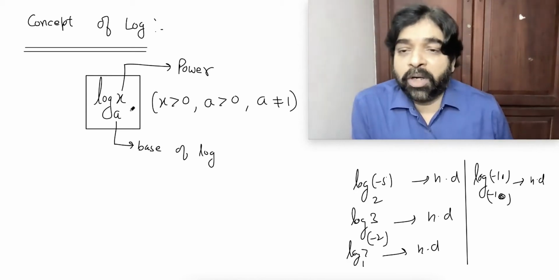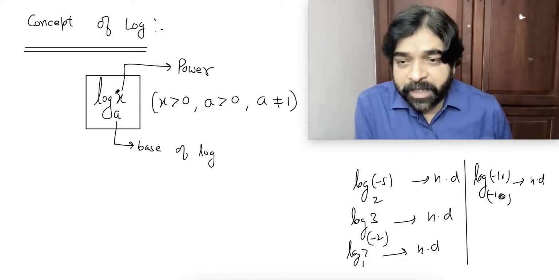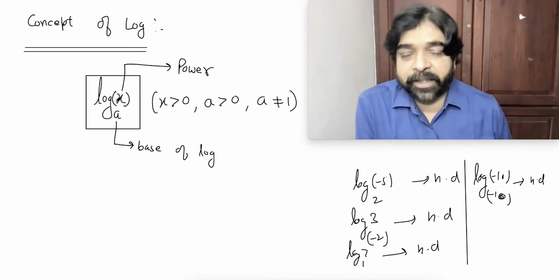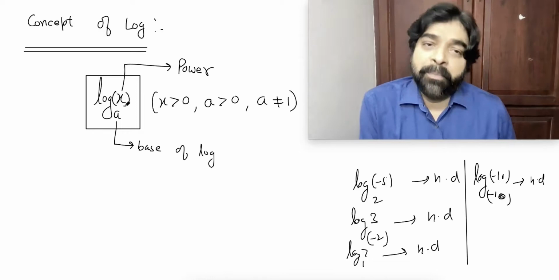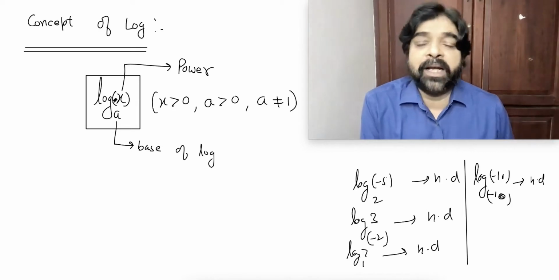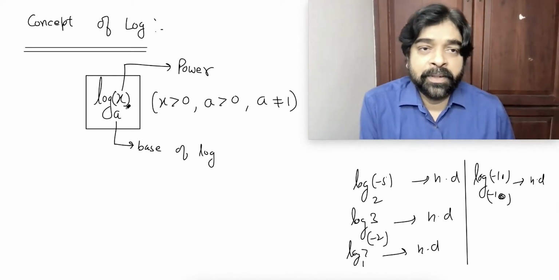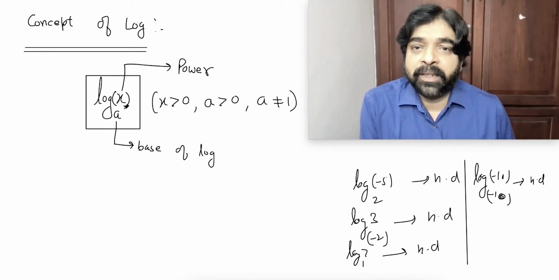Understood? So all the conditions must be satisfied, then only the log will be defined. Remember, do not get confused. I am saying x greater than 0, I am saying this bracket should be greater than 0. Inside this bracket, maybe x minus 1, maybe sin x, maybe x square minus 1. Whatever is inside this bracket, that quantity should be positive. Is this clear to everybody?